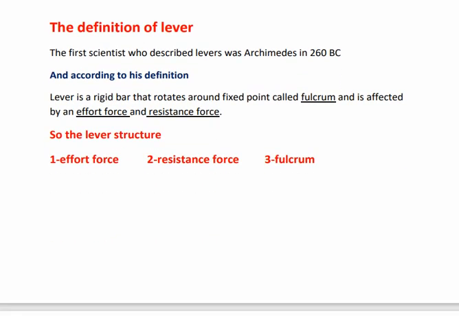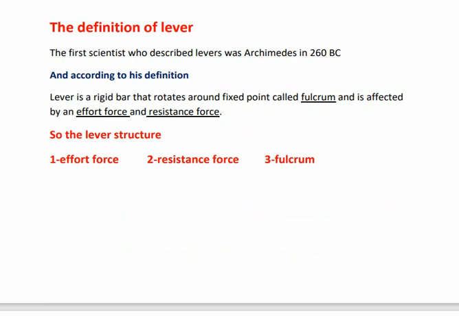The definition of lever. Although people have used manual levers for thousands of years, no one tried to define it. The first scientist who described the lever and gave a definition for it was Archimedes in 260 BC. According to his definition, a lever is a rigid bar that rotates around a fixed point called the fulcrum and is affected by an effort force and a resistance force.